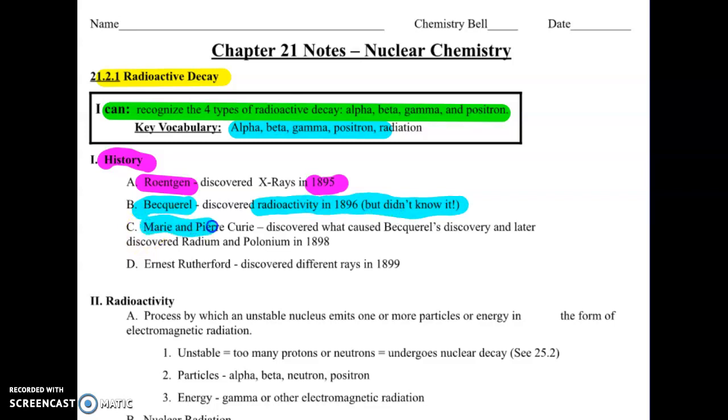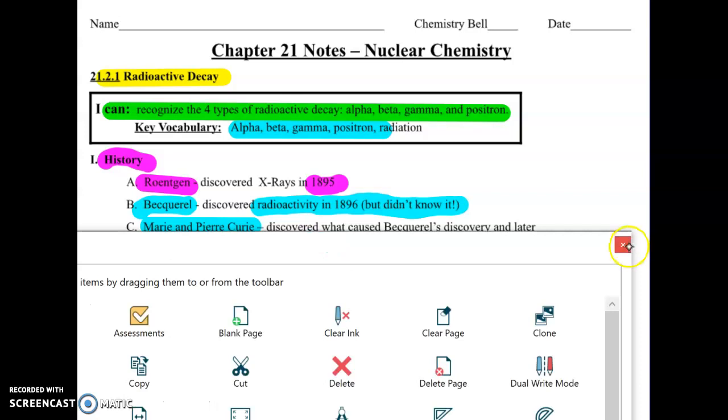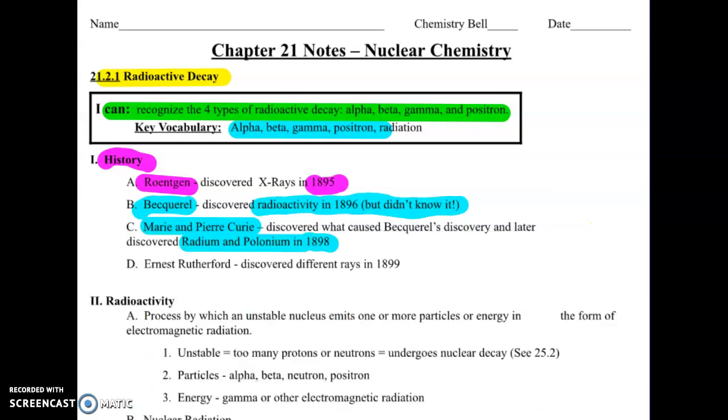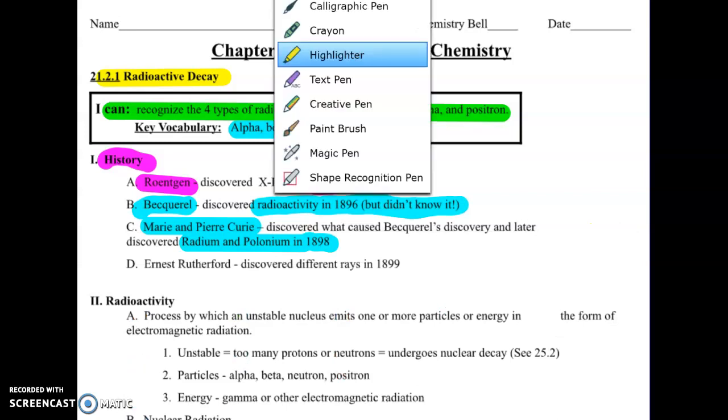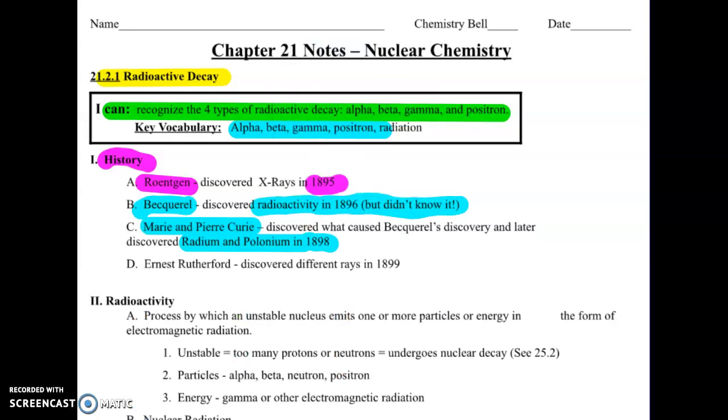It took Marie and Pierre Curie, in 1898, to discover what was causing Becquerel's observations, and they also discovered radium and polonium. So they were the most important figures in our early understanding of the atom, because they helped figure out the mechanism behind it all. So Marie Curie is most important.